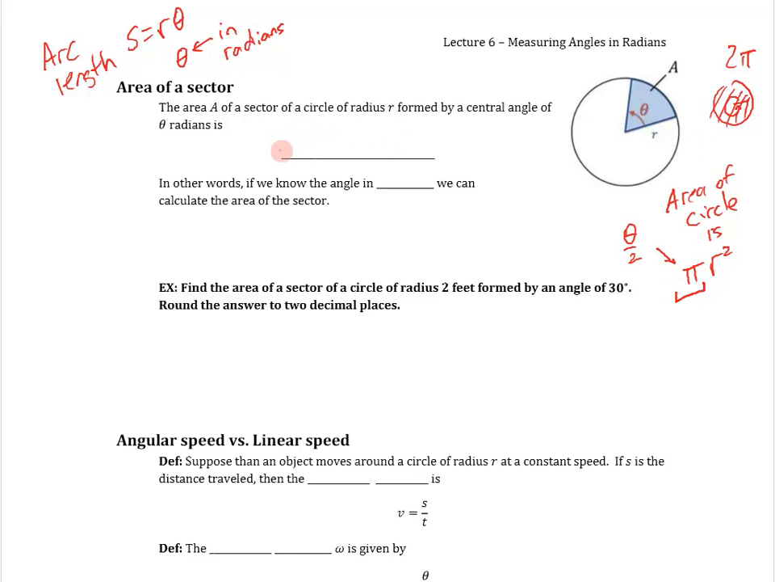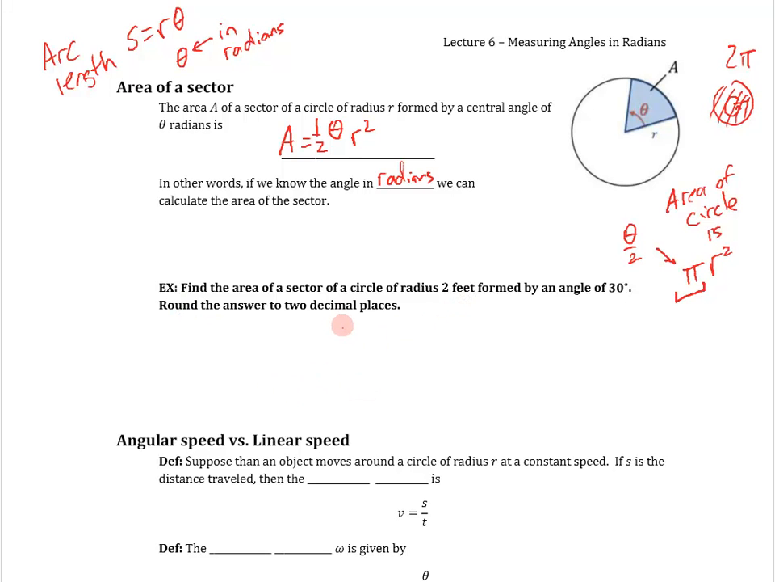So the formula for the area of a sector is always going to be theta, which is the number of radians. You take half of that and you do r squared. 1/2 theta r squared. Okay? In other words, if we know the angle in radians, we can find the area of the sector.